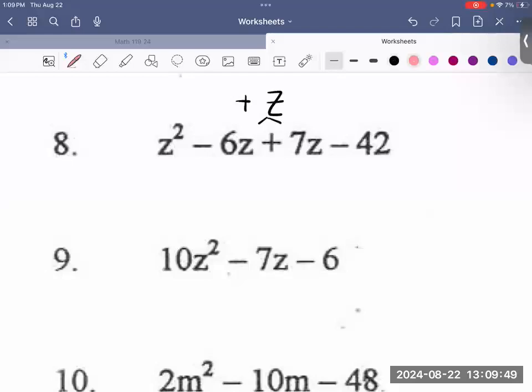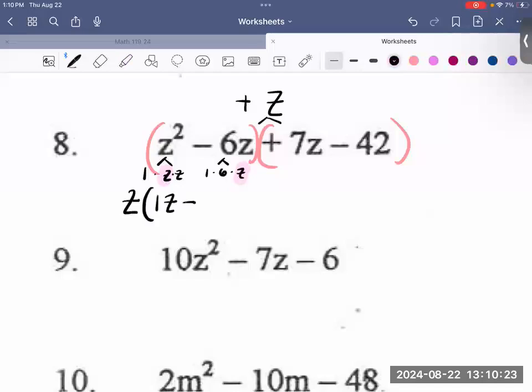Now, when you have 4 terms, what we can try is factor by grouping. So you group the first 2 and group the last 2, and look for a GCF, what they have in common. This has a 1 and 2 z's. This one has a 1, a 6, and 1 z. So we highlight what they have in common, which is one of these z's, leaving behind z minus 6. If you don't want to express the 1, that's all right.